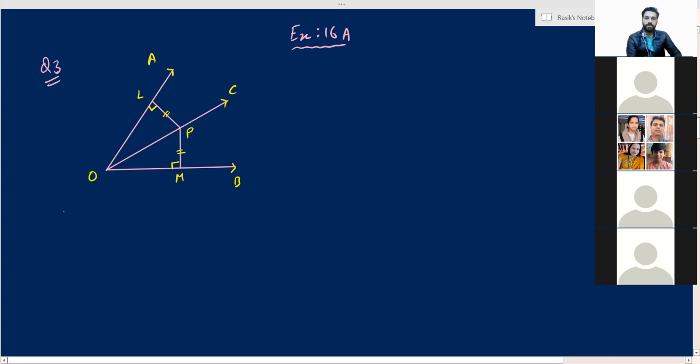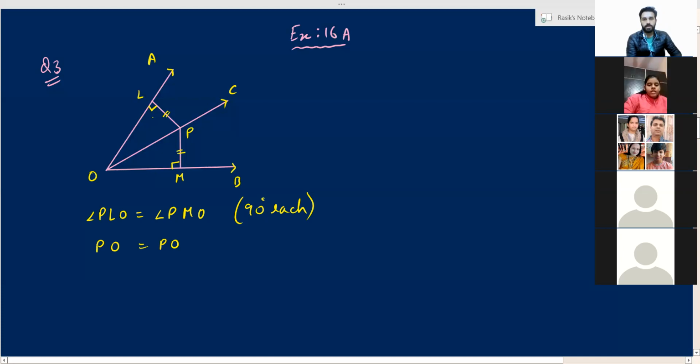So we have three things. We are going to write all the three things. First is angle PLO is equal to angle PMO. What is the reason? 90 degrees each. First thing. Second, the side PO is equal to the side PO. What is PO in both the triangles? Can you tell me what is PO? What is PO here? PO is common, but what is special about PO?